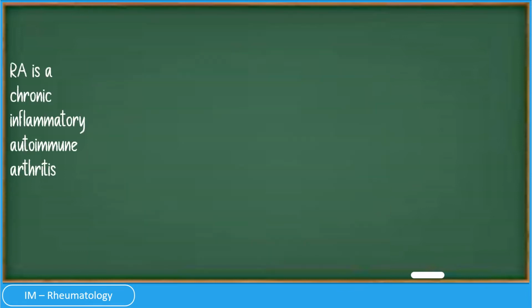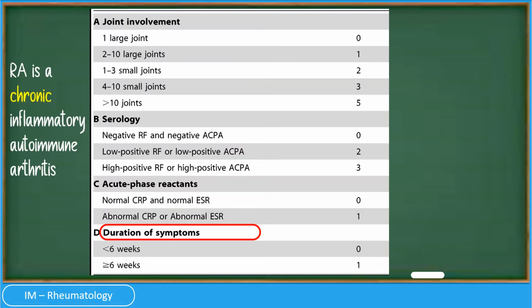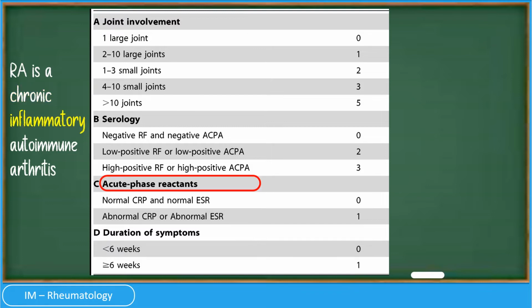It is helpful to understand that rheumatoid arthritis is a chronic inflammatory autoimmune arthritis. Each of these words represents a component of the criteria. The word chronic is represented by the duration of symptoms. 1 point is given if the duration of symptoms is equal or more than 6 weeks. Rheumatoid arthritis is an inflammatory arthritis. 1 point is given if there is abnormal CRP or abnormal ESR, which are acute phase reactants.